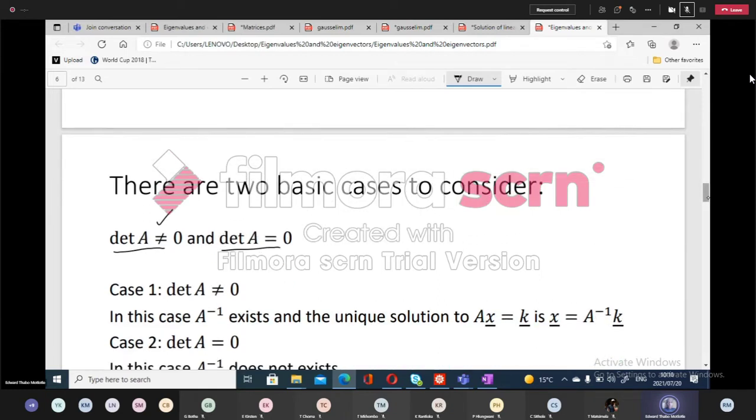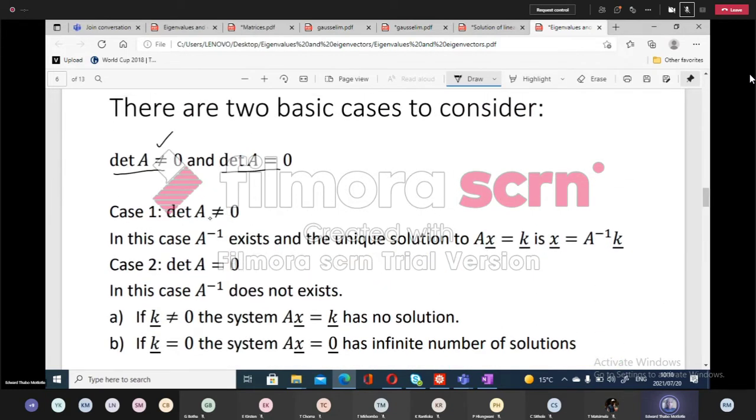Now we have case 1: the determinant is not equal to 0. What does that mean? It means that our inverse exists. Remember, we are talking about AX equals B. This system can be solved using matrix inversion. So using matrix inversion, you have to know that the inverse exists. So in this case, the inverse exists and we have a unique solution. That's case 1.